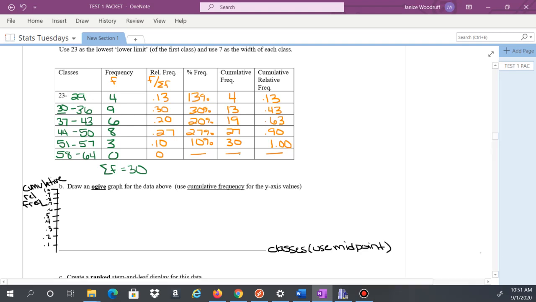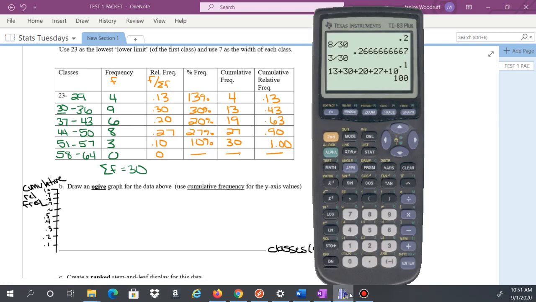Okay, so recall the midpoint formula is going to be add the lower limit plus the upper limit, and then divide by 2. So you do 23 plus 29, and then divide by 2. So 26 would be the midpoint here.